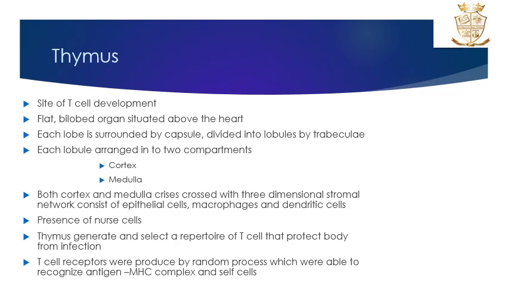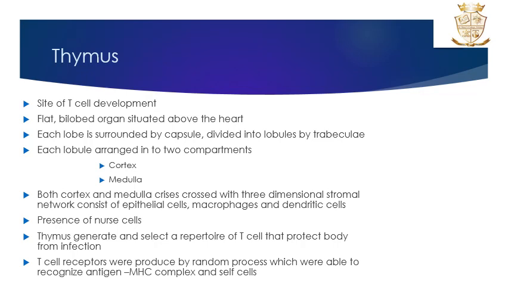We are going to discuss the thymus, the next primary lymphoid organ, which is the site of T cell development. The origin takes place in bone marrow. The development takes place in the thymus, which is a flat bilobed organ situated just above the heart. Each lobe is surrounded by a capsule and is divided into lobules, which are separated from each other by strands called trabeculae. Each lobule is again divided into two compartments: the outer compartment, the cortex, and the inner medulla.